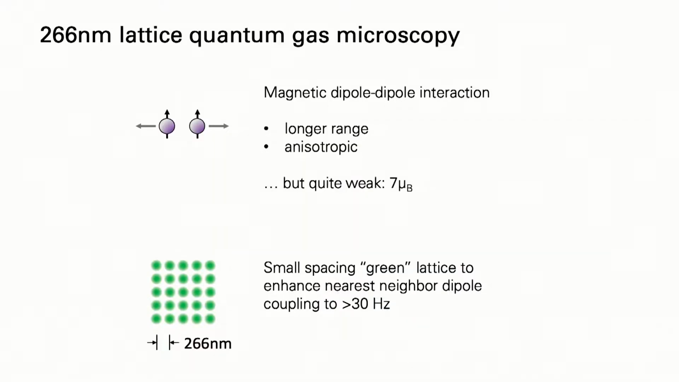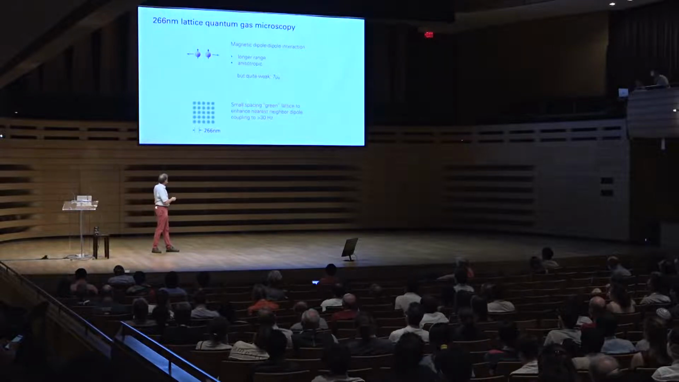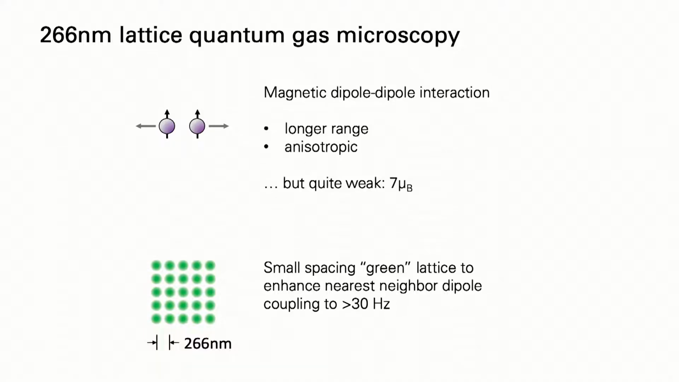In order to maximize the dipolar interaction strength, well, it's a fairly weak interaction still, we need to space the atoms as closely as possible. And we do this by using a green lattice where we have a lattice spacing of 266 nanometers. Right? With that, we get about 30 hertz dipole-dipole interaction between neighboring atoms. And so that's kind of getting close. It's just a few times smaller than the on-site interaction, for example, in the rubidium experiment.